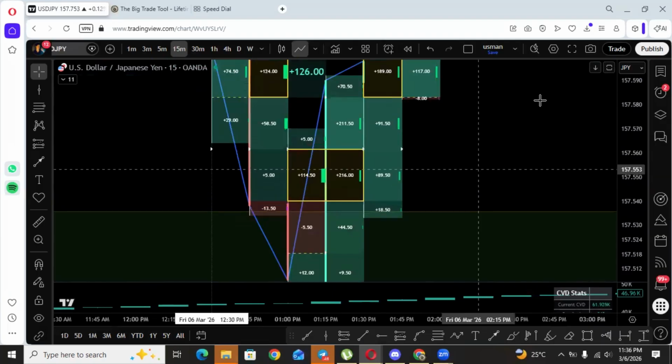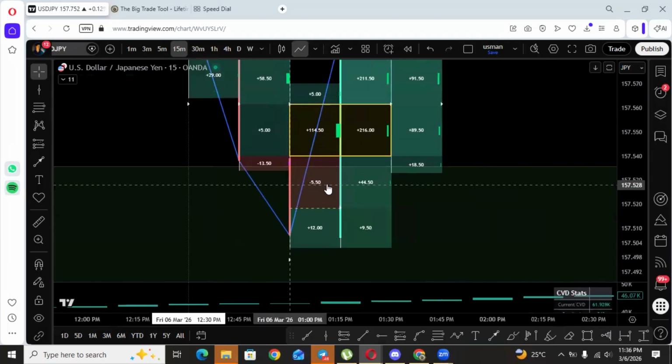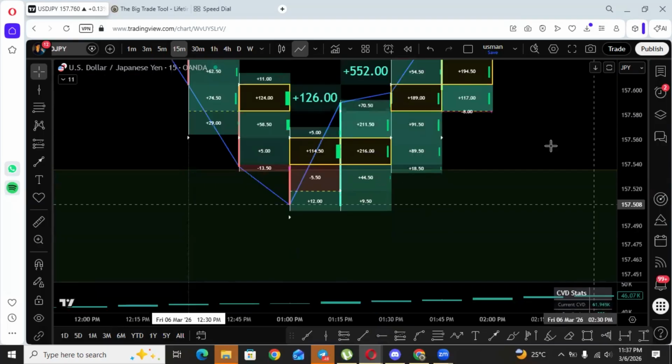If I zoom in, at this price level this was the sell imbalance. What was the sell imbalance? Minus 5.50. And look at the buying imbalances: plus 114, 114, plus 12, plus 5. Look at the difference between buying and selling imbalances. So you can easily tell who is strong at this price level, who is dominant in this sell candle.